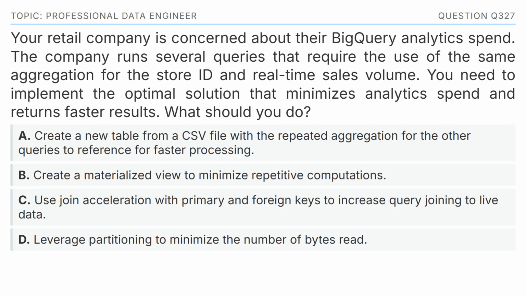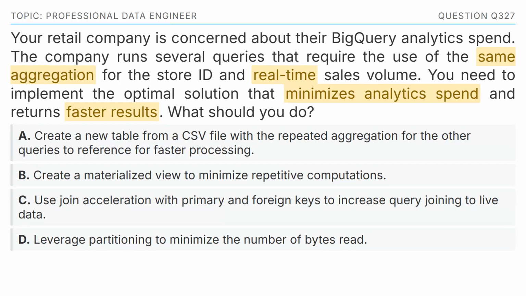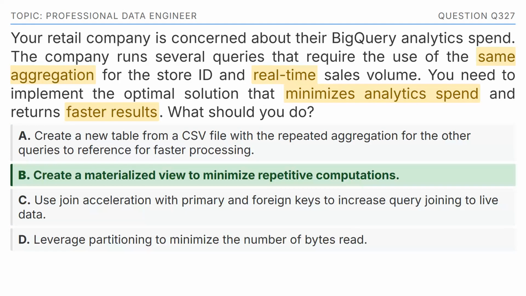Option B, create a materialized view to minimize repetitive computations. Option C, use join acceleration with primary and foreign keys to increase query joining to live data. Option D, leverage partitioning to minimize the number of bytes read. To arrive at the correct answer, we focus on the keywords: same aggregation, real-time, minimizes analytics spend, faster results. The correct answer is option B, create a materialized view to minimize repetitive computations.